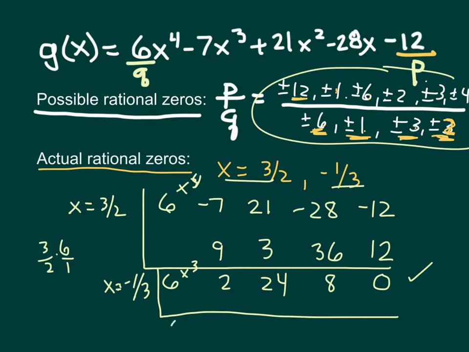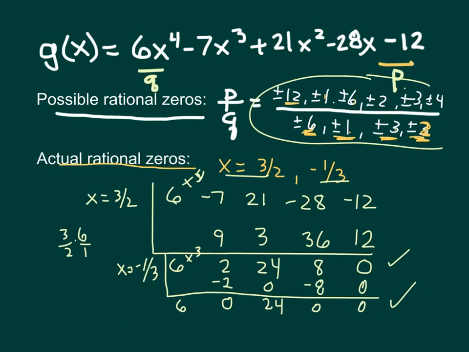So I'm going to drop that 6. I'm going to multiply. So that'd be -6/3, which is -2. I'm going to add, that's 0. I'm going to multiply, 0, add 24. I'm going to multiply, that's -24/3, which is -8. I'm going to add, that's 0, multiply, add, I get 0, check. We've got it.